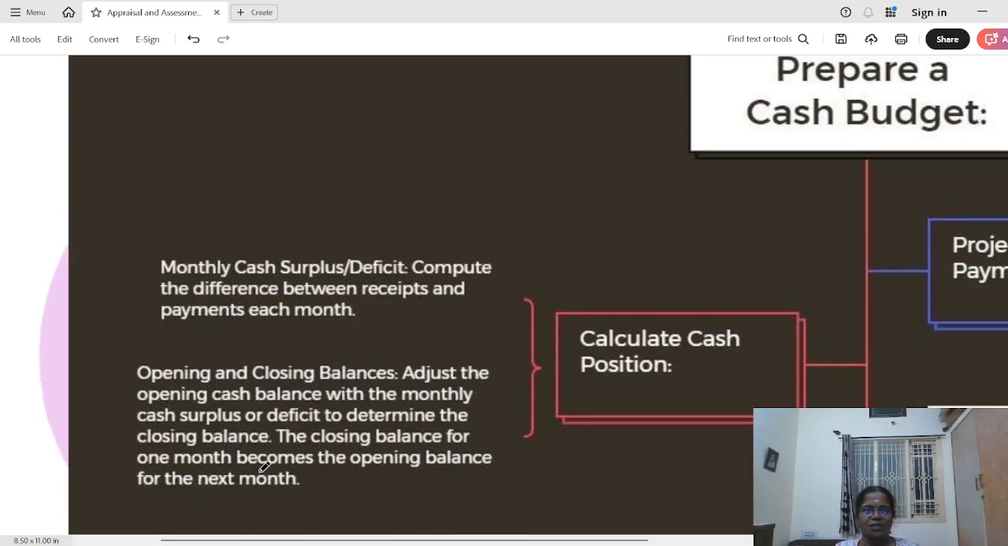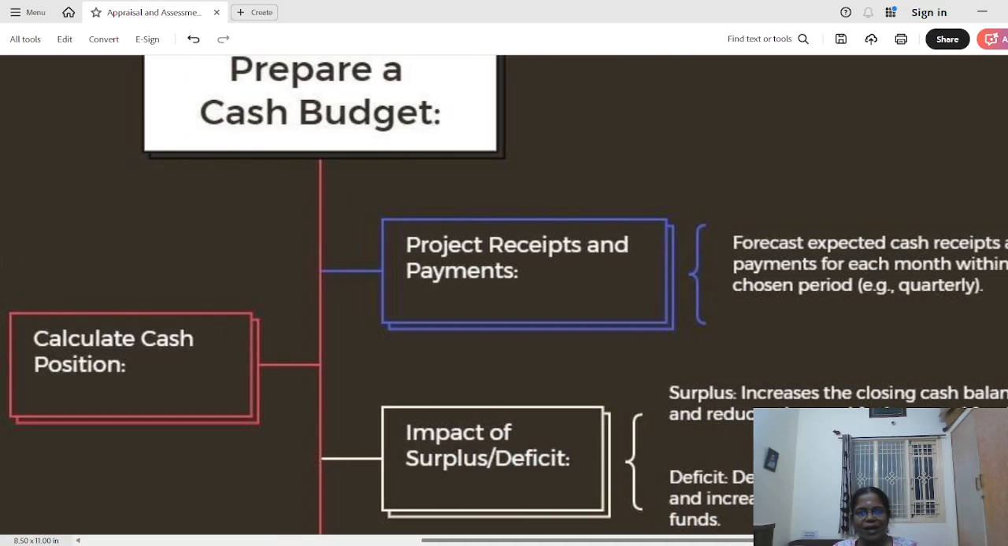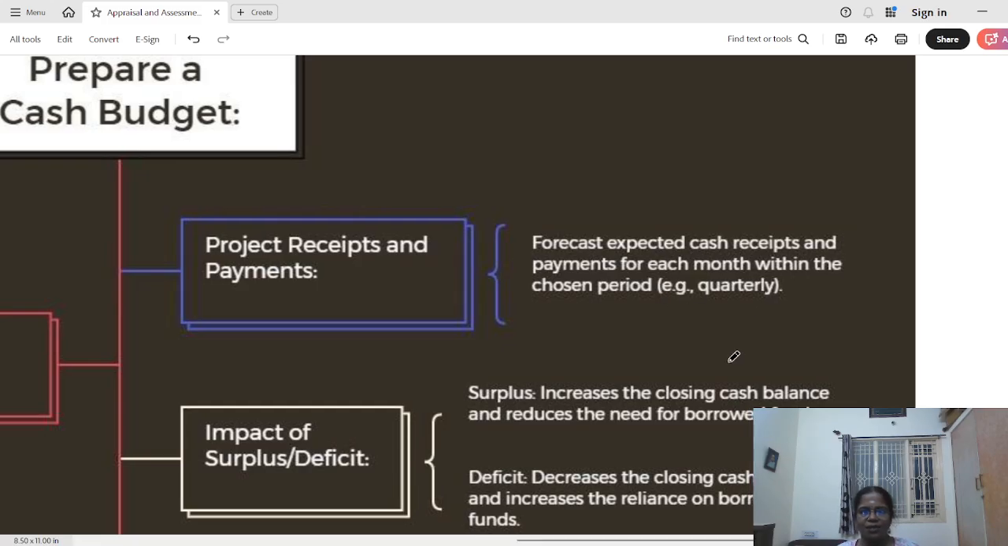So opening and closing cash balances are adjusted. They have to adjust the opening cash balance with the monthly cash surplus or deficit to determine the closing balance. So one month's closing balance is the opening balance of the next month. For example, closing balance in the month of April is the opening balance of May. Okay, so that they have to consider. Then impact of the surplus or deficit. Surplus increases the closing cash balance and reduces the need for borrowed funds.